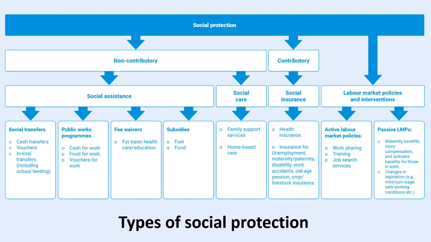Aside from non-contributory, we have contributory social protection. That means that the person receiving it contributes, pays. Here we have what we call social insurance. So with social insurance, you have health insurance or insurance for unemployment, maternity, paternity, disability, work accidents, and so on. For the contributory, it can be paid by the worker, or mostly a certain percentage is paid by the worker and the employer. So you have different schemes.